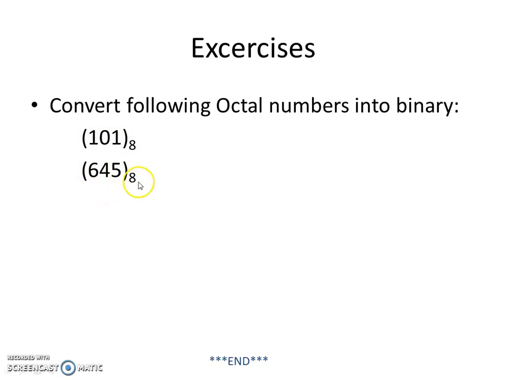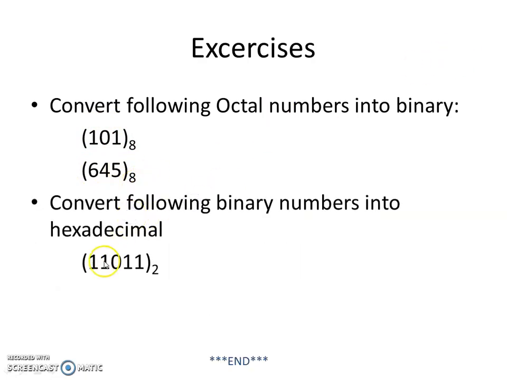Now 645, which is octal, you have to convert it into binary. Now convert the binary into hexadecimal. You can do it very easily. Procedure has been explained.